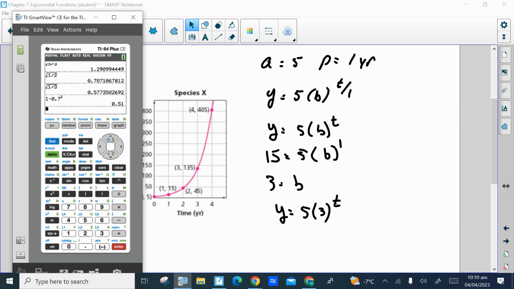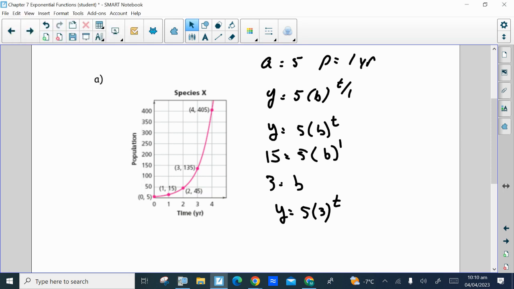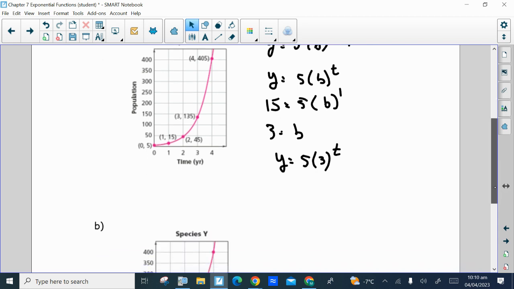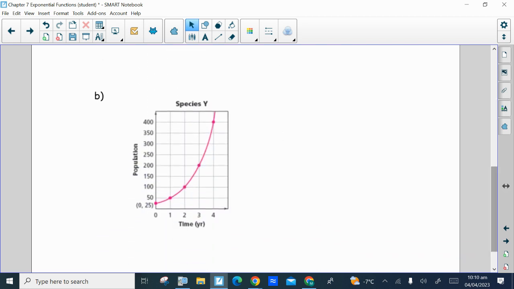When T is 3, 3 cubed is 27, and 5 times 27 does equal 135, so it worked for that point. And when T is 4, 3 to the 4th is 81, 5 times 81 does equal 405, which is the right Y value for the last point. So all those points check, our equation is correct.